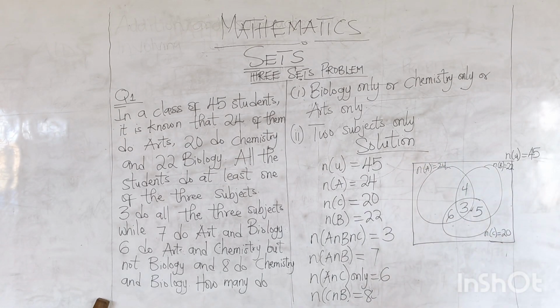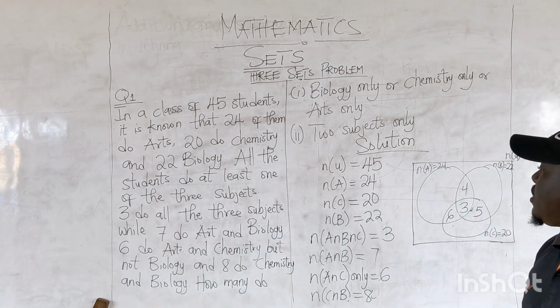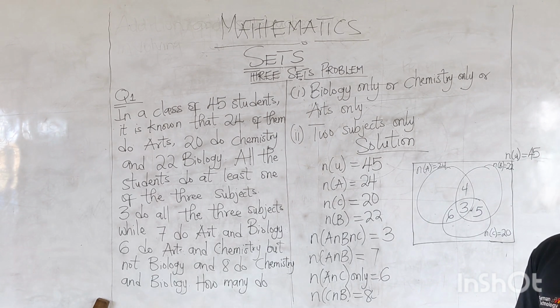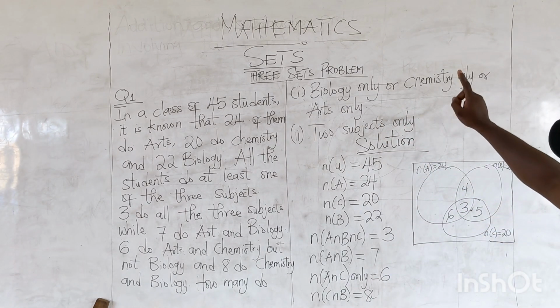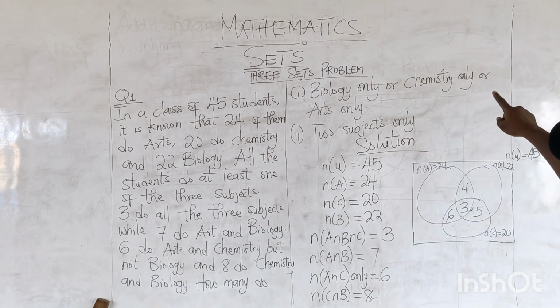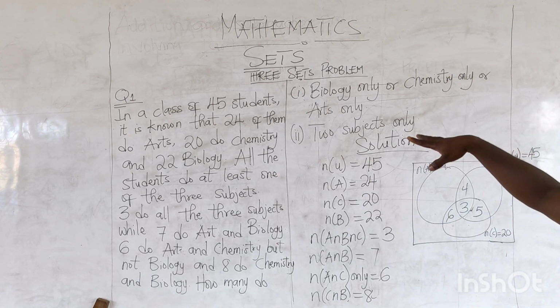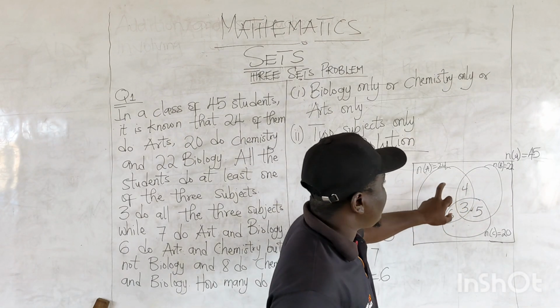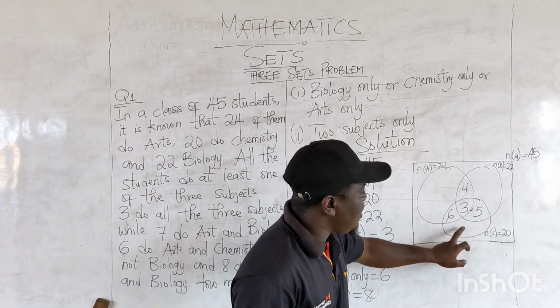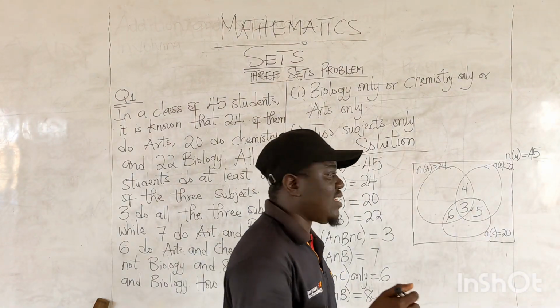Now, we represent our information on the Venn diagram, and now we should be able to answer the question that is being asked of us. It says the number that do biology only, chemistry only, or arts only. Are you with me? So we can calculate. This is arts only, biology only, chemistry only. It's a matter of just addition.